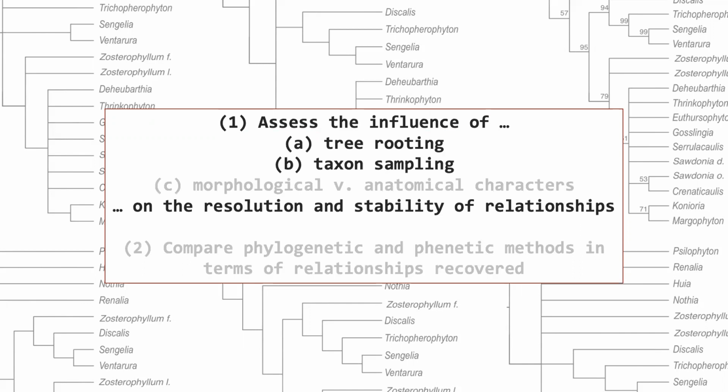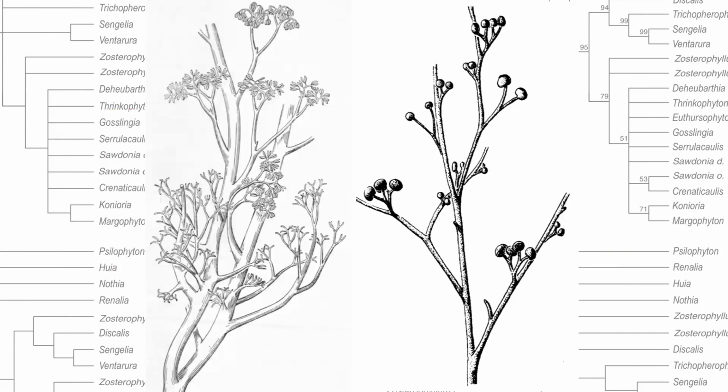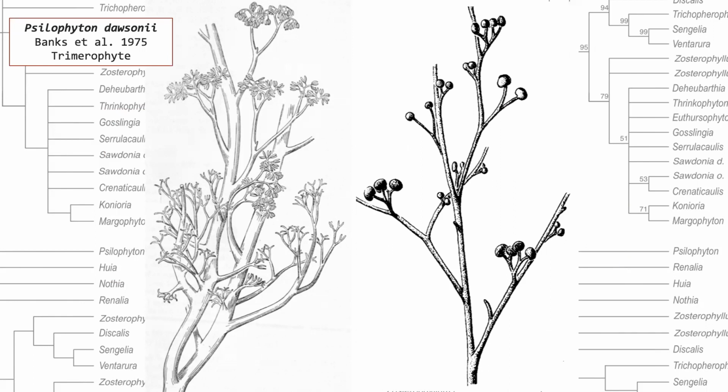And so I'm going to start by addressing the influence of tree rooting and taxon sampling on the resolution of these relationships. We experimented with 2 taxa when rooting the phylogeny, the first being Psilophyton, which is a trimerophyte with well-known and characterized anatomy. And to remind you, the trimerophytes were that grade at the base of the euphyllophyte clade. And so it's a stem group taxon of that clade's sister, the lycophytes, which makes it a good candidate for an outgroup.